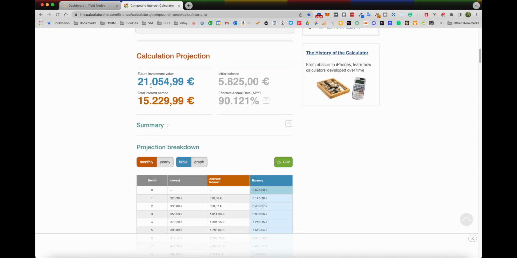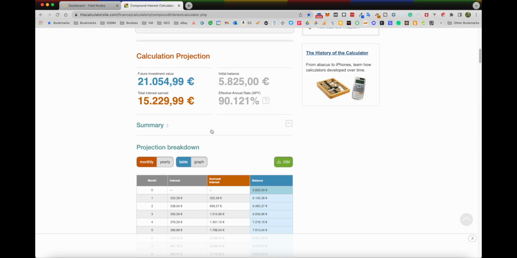Now if we don't do the withdrawals, let's turn those off. With the withdrawals it's 16,347. If we don't do the withdrawals, then we would have 21,054. So about 3,700 euros more. So by not making any withdrawals, we end up with 3,700 euros more. If we do take €200 a month, then we end up with €3,700 less overall. It's all down to personal choice.